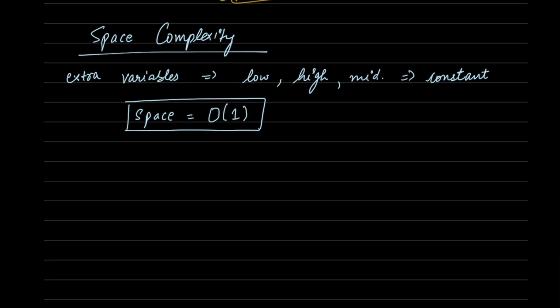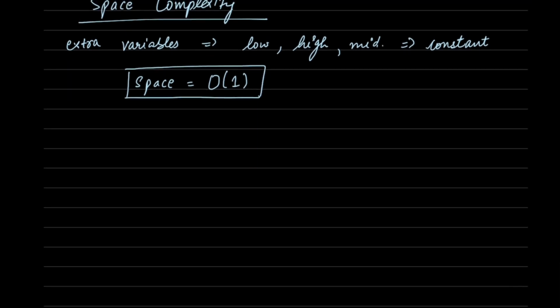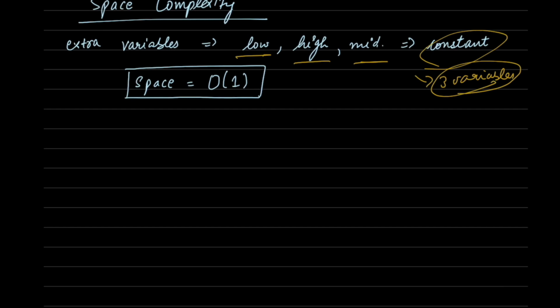Now let's have a look at the space complexity. In space complexity, the extra variables that we take in order to apply binary search are the low variable, the high variable, and the mid, which is constant. We won't be using any more elements than these three variables. So because of this, our space complexity becomes O of 1.